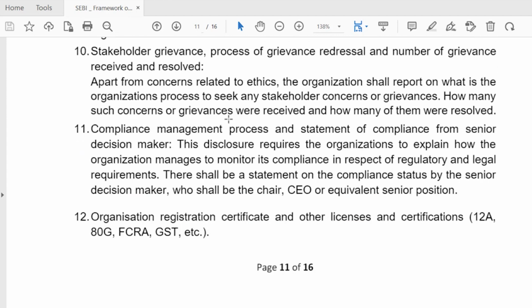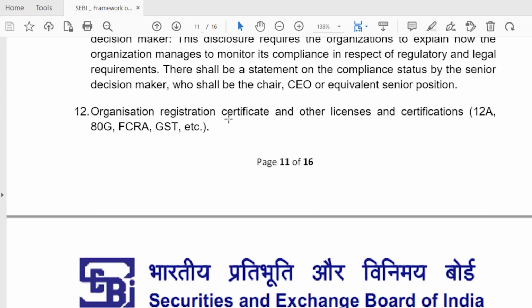At last comes the disclosure about the registration certificates and other licenses and certifications held by the organization during the disclosure period, which can be the 12A registration, the 80G registration, FCRA or the GST registration, whichever is applicable to the organization during the disclosure period.